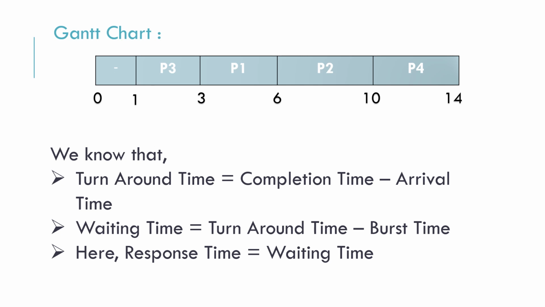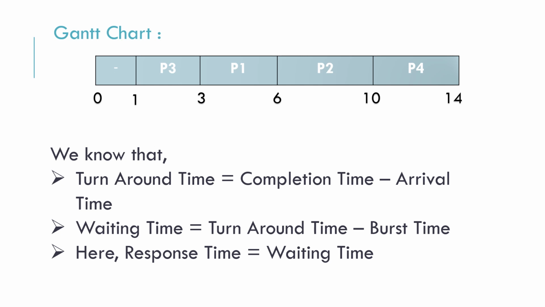The first step to be followed in any algorithm is to draw a Gantt chart. For that, at 0 milliseconds, no process has arrived. P1 and P3, both processes arrived at the same time, that is 1 millisecond. Now comparing the burst times of P1 and P3, the burst time of P3 is less than the burst time of P1. Therefore, the process P3 executes first and its completion time is 3 milliseconds.